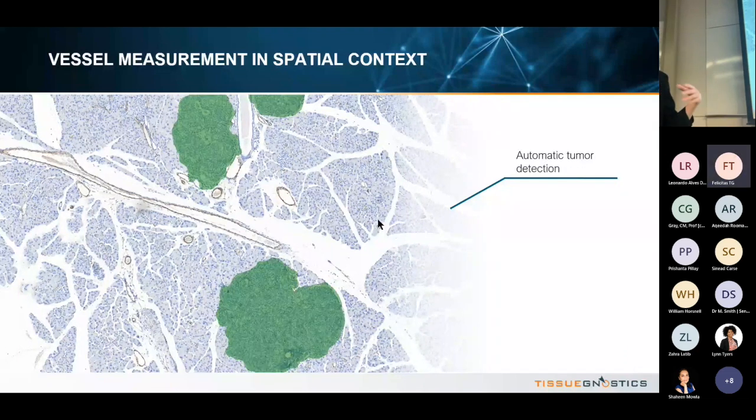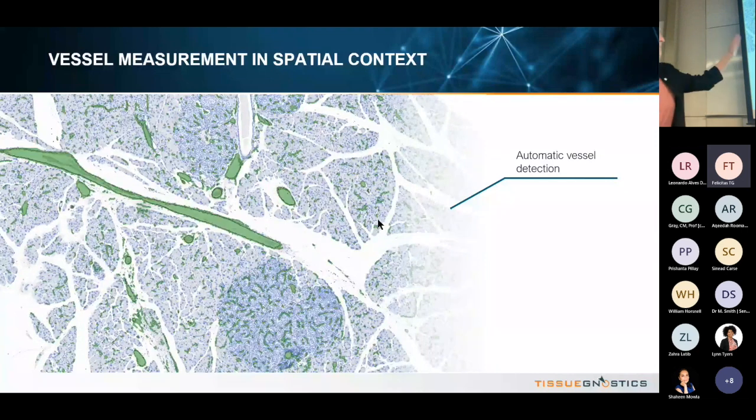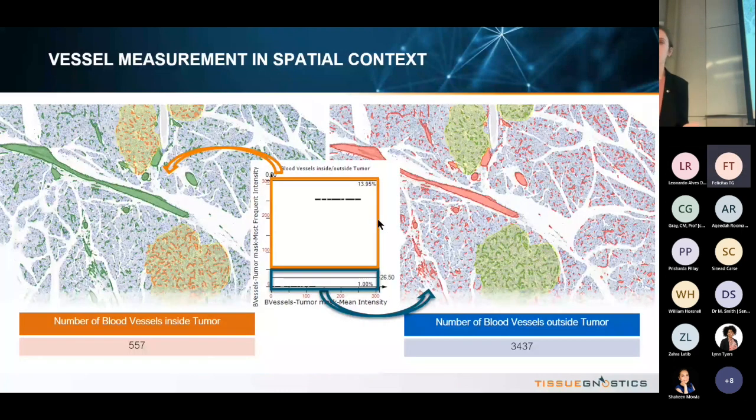Then the second step was to detect again the blood vessels, just based on the marker. And then in the end, we can check how many blood vessels are inside the tumor and how many blood vessels are outside of the tumors. And you can then export, for instance, like in this case, the number of blood vessels, but you can also detect the area, you can detect the density of blood vessels. So there are hundreds of different things that you can analyze and export.